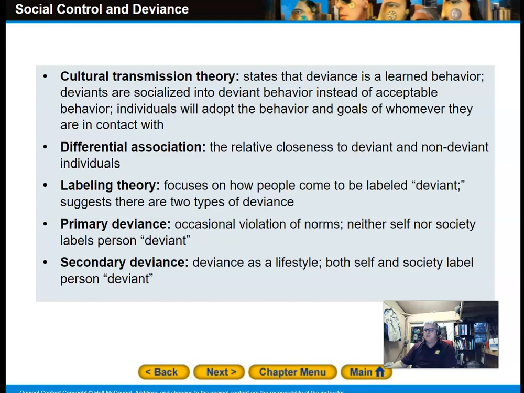Differential association is the relative closeness to deviant and non-deviant individuals. Labeling theory focuses on how people come to be labeled deviant and suggests that there are two types of deviance. Primary deviance is the occasional violation of norms. Neither self nor society labels the person as deviant. Secondary deviance is a lifestyle, where both self and society label the person as deviant.